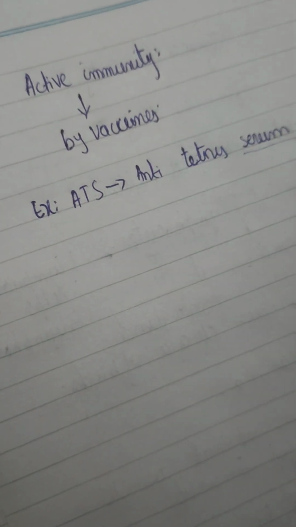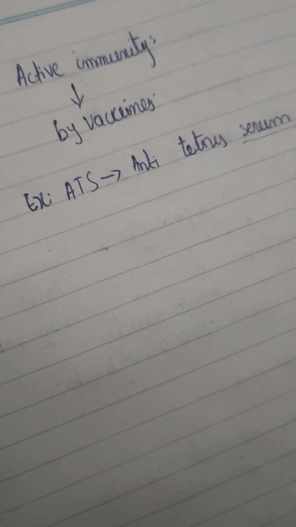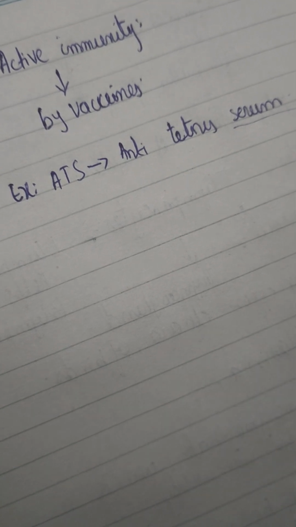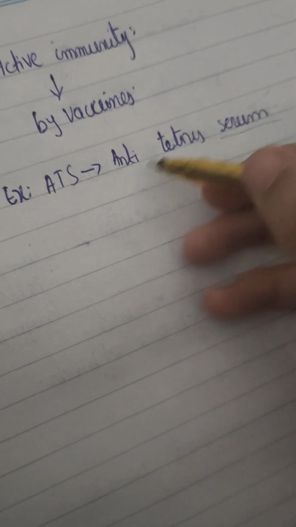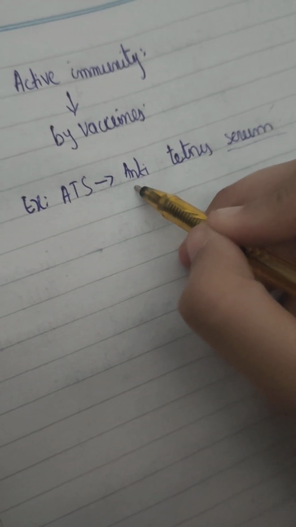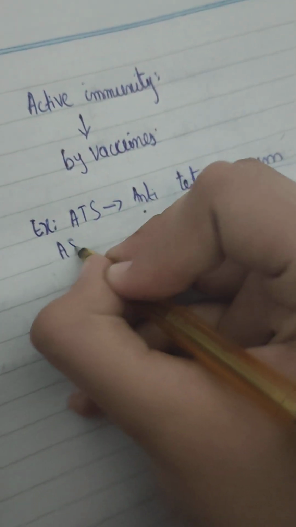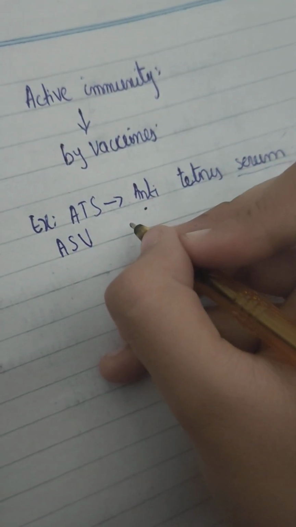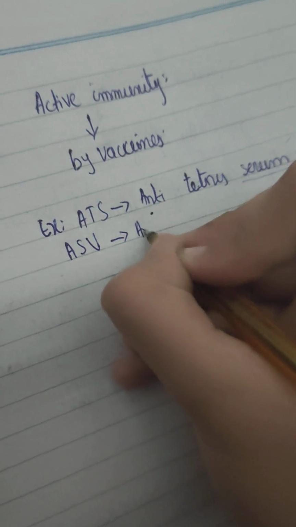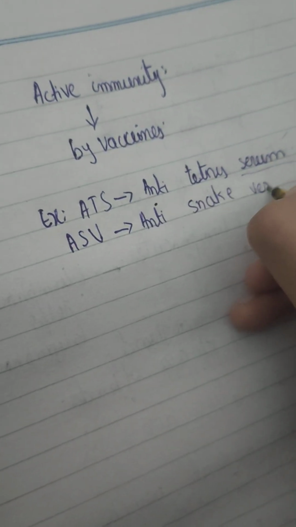It contains a serum or material that protects you from bacteria, as your skin gets rough when you fall and the bleeding starts. That is why the doctor always advises you to take anti-tetanus serum. Another example is ASV, anti-snake venom.